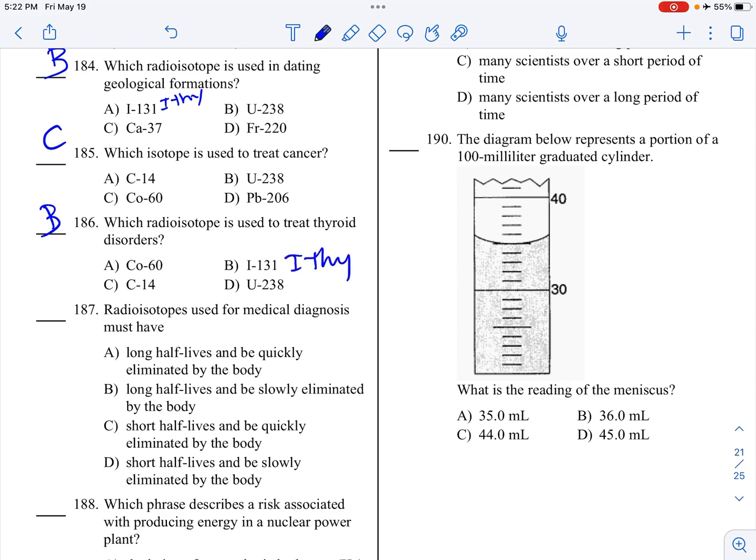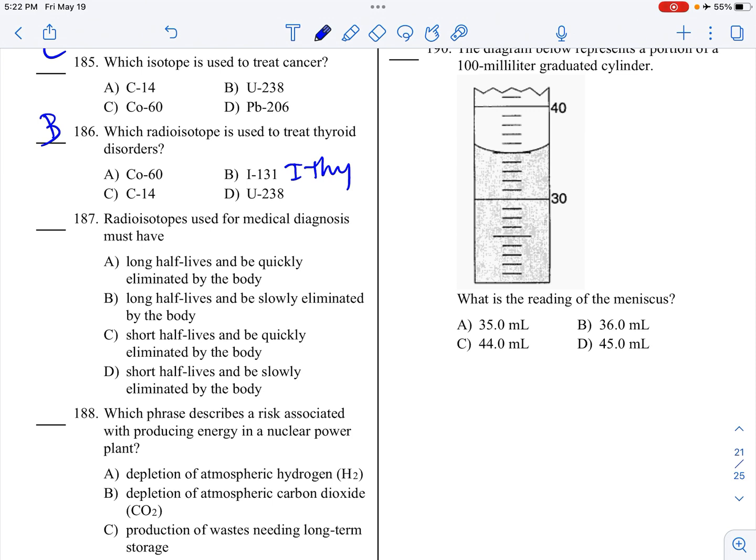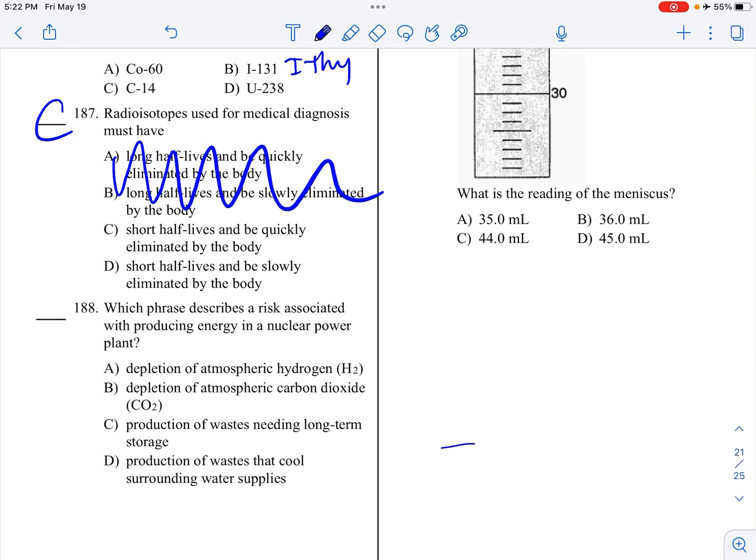Iodine, thyroid. Radioisotope. Okay, so if you're going to put something radioactive in your body, do you want it there for a long time? No, it could be harmful. So short. Do you want it in your body for a long time? No. You want it out, out, out. So short half-lives, quickly eliminated. Which phrase describes a risk associated with producing energy at a nuclear power plant?